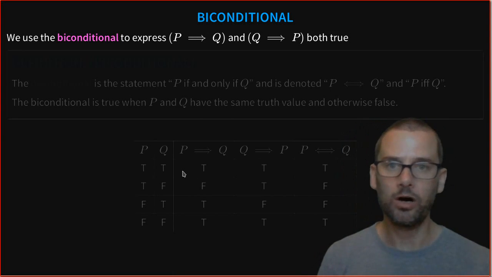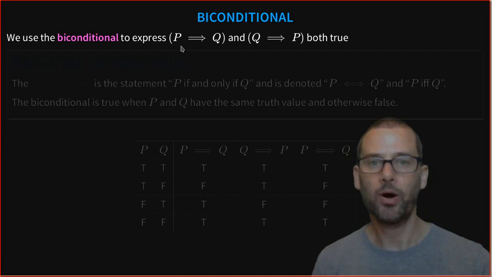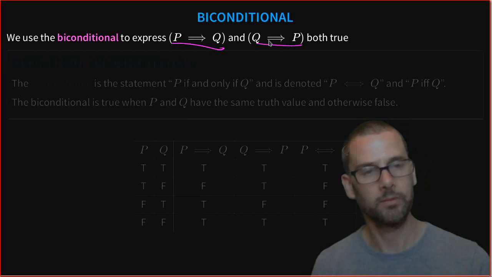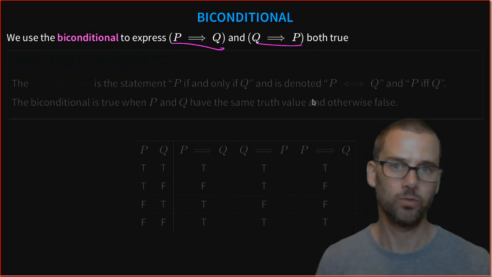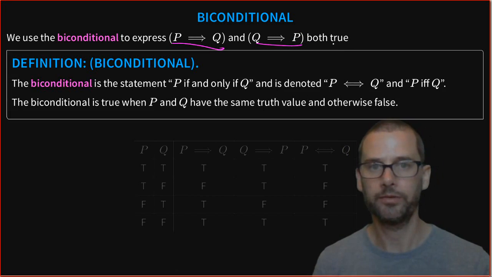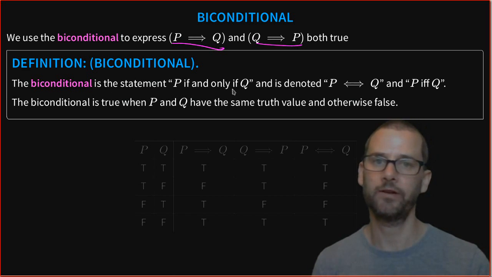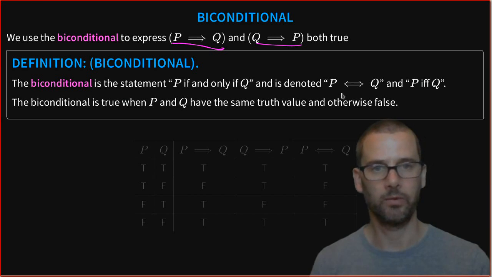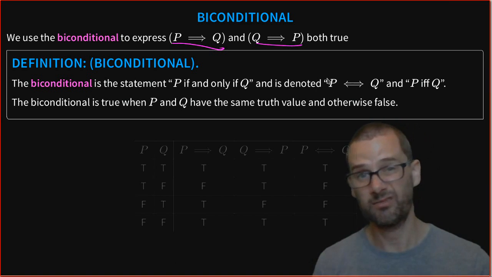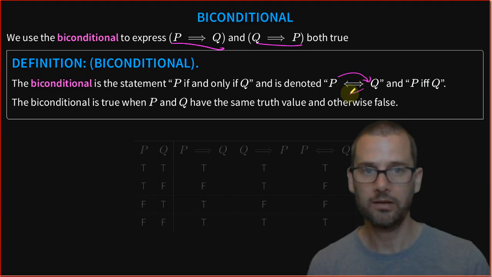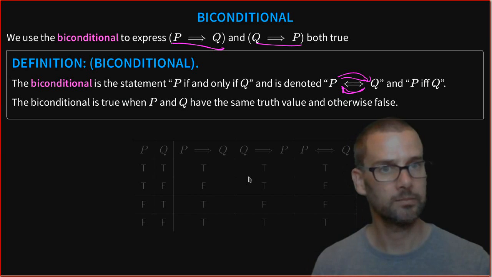Now, one last thing. It's often the case that both the implication and its converse are both true, and we would like to state that in a nice logical way. We do that with something called the biconditional. The biconditional is the statement P if and only if Q. We write this with a double arrow to indicate that this implication going this way is true, and this implication going that way is also true.